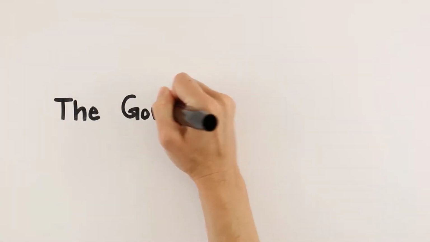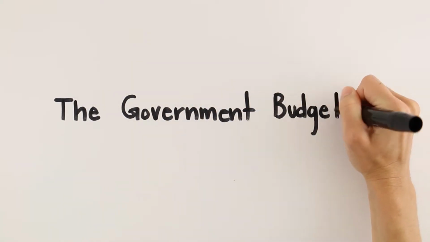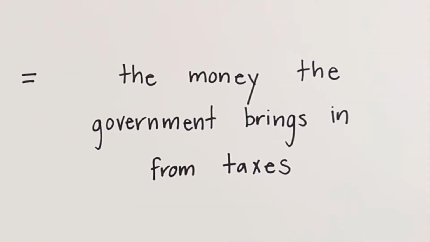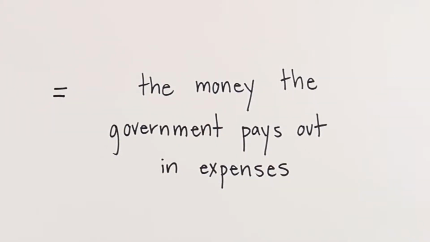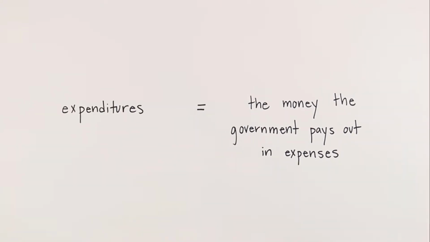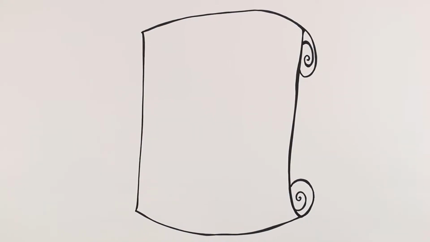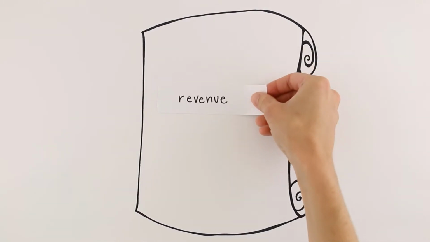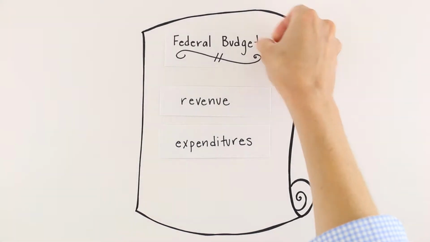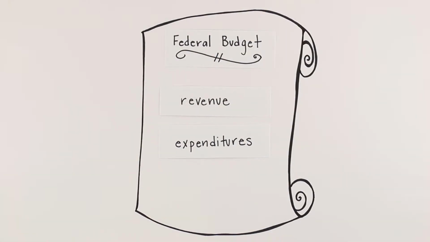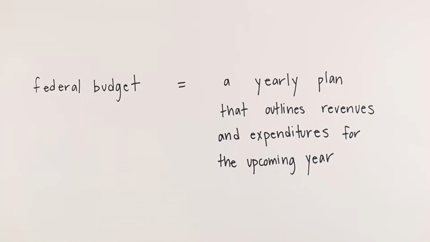The next topic we are going to discuss is the government budget. We've already discussed that the money the government brings in from taxes is called revenue, and we call the money the government pays out in expenses expenditures. To determine how much revenue will be received and how many expenditures can be made, Congress writes a federal budget for the entire national government.